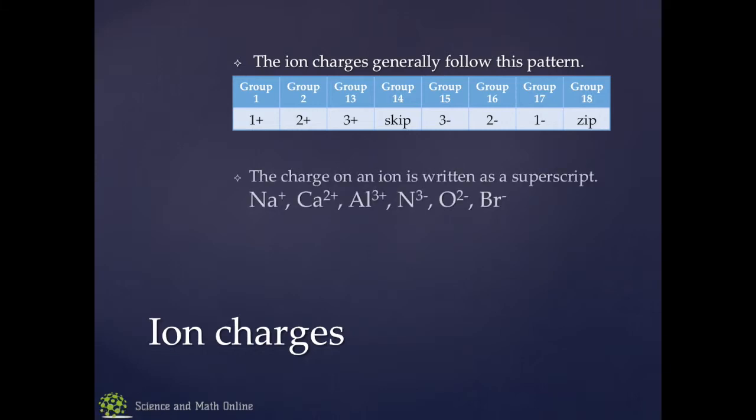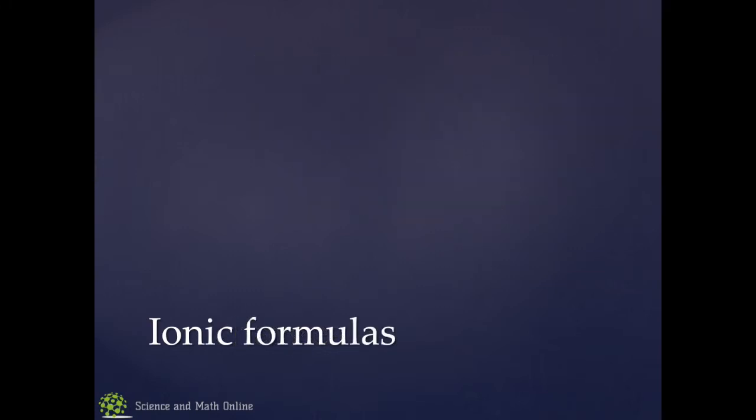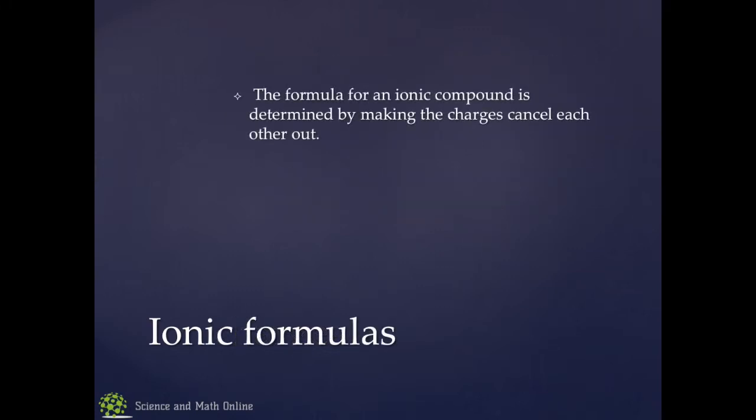Okay? Like I've already said, charges are always written as a superscript. If there's not a number written, like with sodium and bromine, it's understood to be 1. So sodium is 1 plus, bromine is 1 minus. That's understood. So the formulas for these are going to be determined by making the charges cancel each other out.